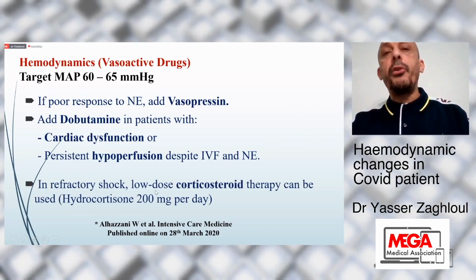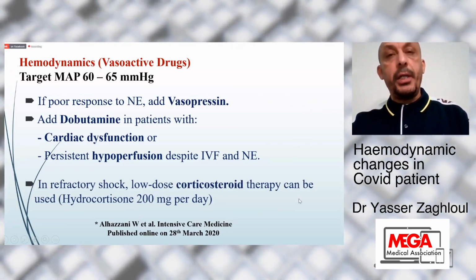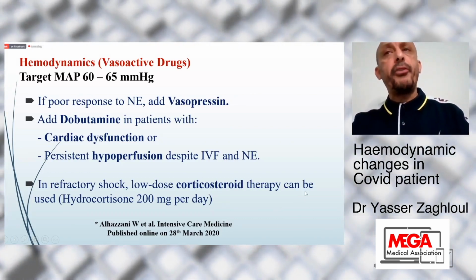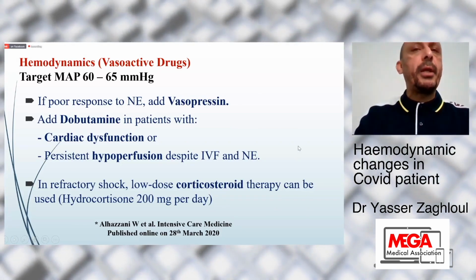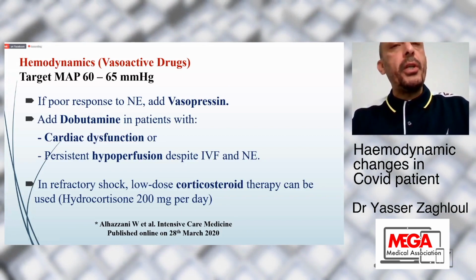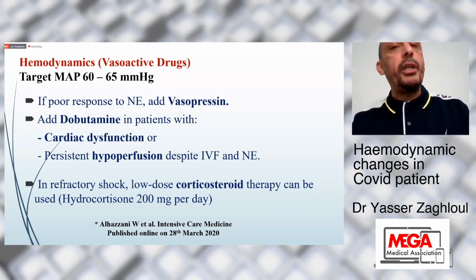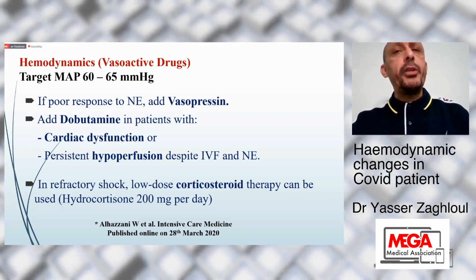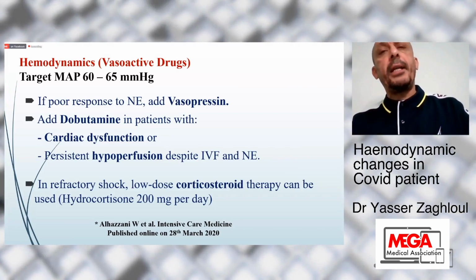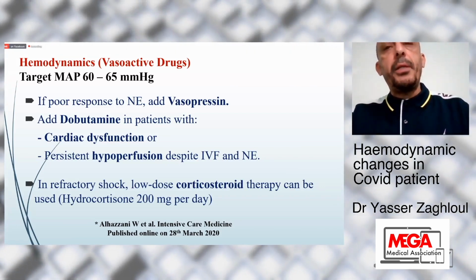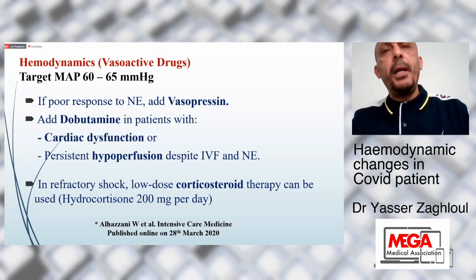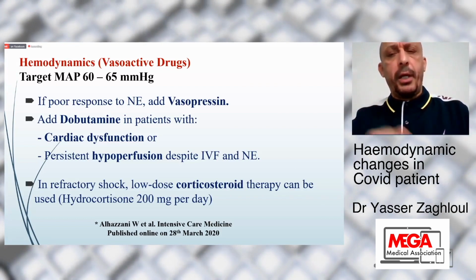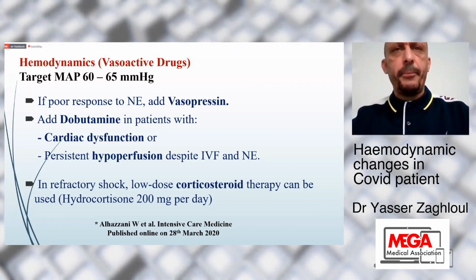In refractory shock, low-dose corticosteroids can be used. Actually, this guideline was published on the 28th of March, before the RECOVERY trial about the use of dexamethasone. But dexamethasone is used mainly as an anti-inflammatory, not to support the cardiovascular system. So corticosteroids, the same, almost like the septic patient. You start to give fluids, the patient is not responding, you are giving nor-epi, not responding, so you give corticosteroids or steroids to support the circulation.